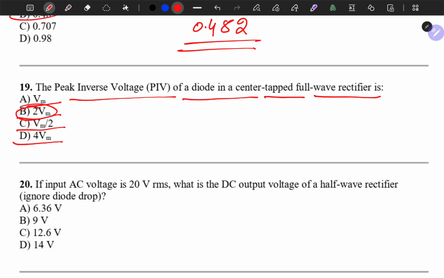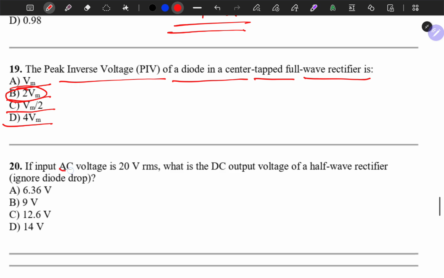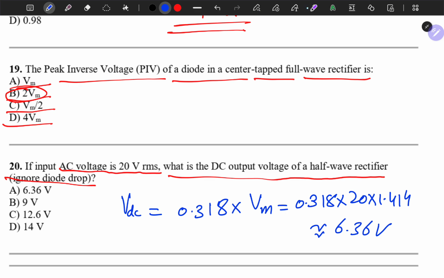The final question here is: if input AC voltage is 20 volt Vrms, what is the DC output voltage of a half wave rectifier? Ignore diode drop. For finding this value, we use the equation 0.318, the efficiency factor, times Vm, and Vm is calculated by multiplying the RMS value by 1.414. The whole product will be equal to 6.36 volts. So overall, these are the numerical and conceptual based questions.